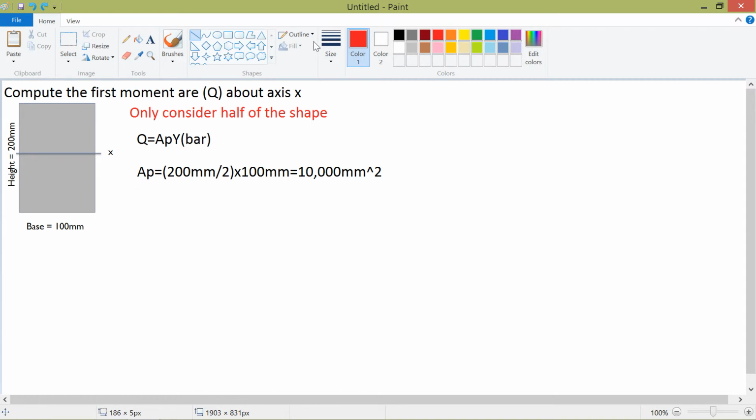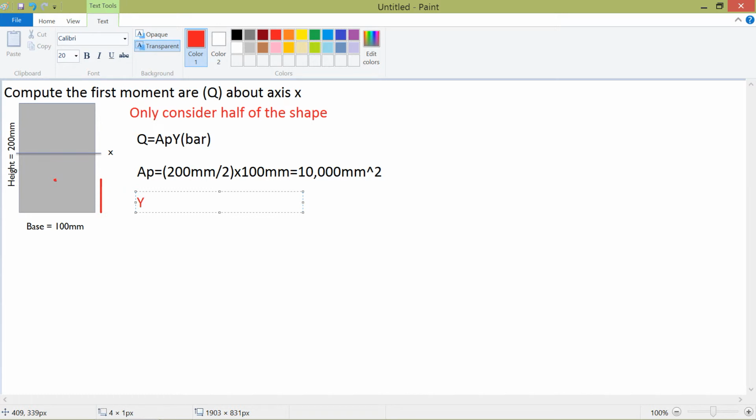Then, what is y bar? Well, y bar is not the distance from the bottom to the x-axis. It's y bar for just this shape. All of this is always for just half of the shape. So, y bar is going to be from here to about there, because the centroid for just this shape is about right there. Remember, we're dealing with just half of it, not the whole thing, for this entire problem.